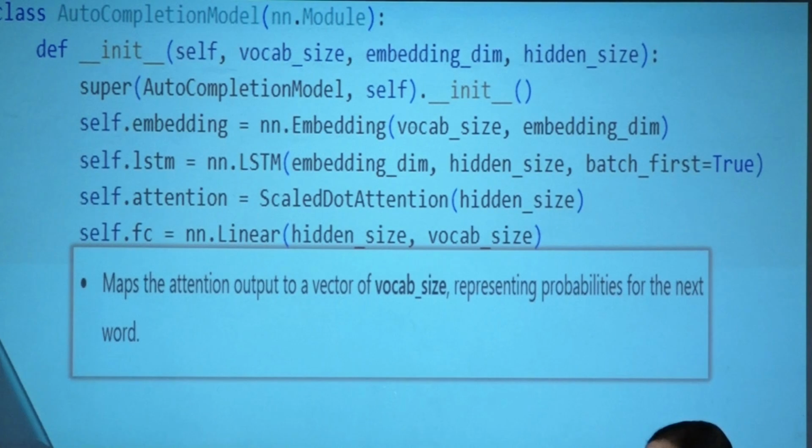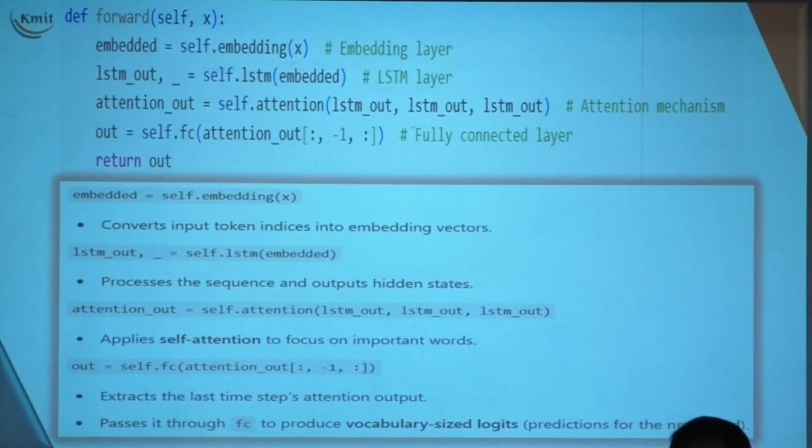You are calling an embedding layer, then you are calling an LSTM layer, then you are calling your attention layer through the class that you have defined, and then you are calling your fully connected layer. So layer by layer you have now designed your model. Now actually we will see what is happening inside it.